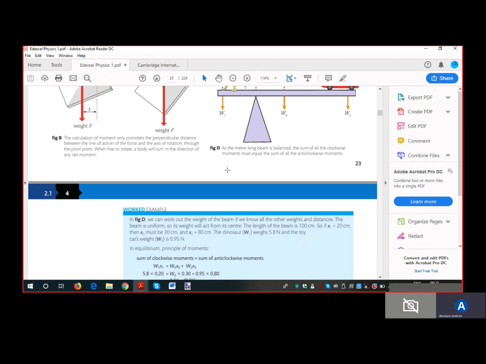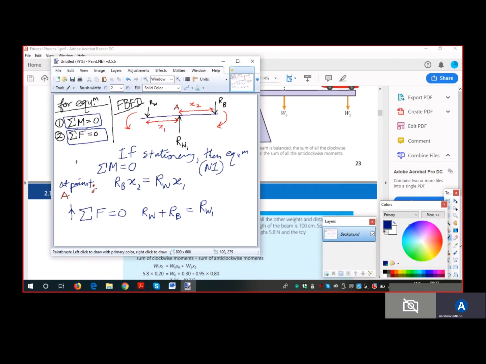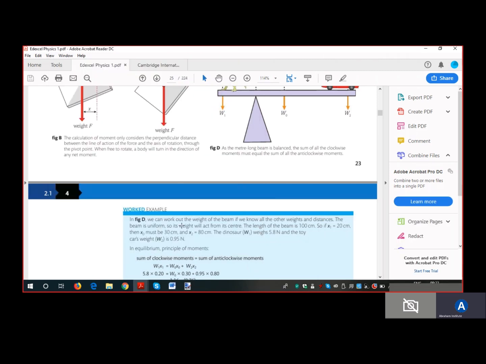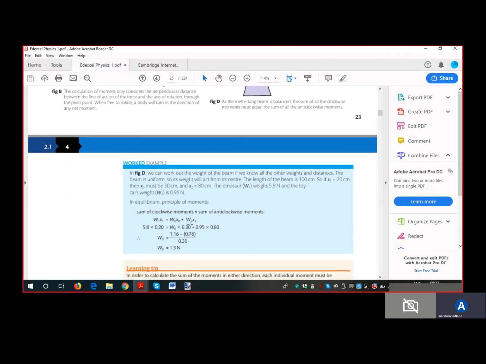We can say it should be in equilibrium. So if it is in equilibrium, the two conditions have to be met. The resultant moment should be zero, and the resultant force should be zero. So we can apply the principle of moments here, which states that the sum of clockwise moments about any point is equal to the sum of anti-clockwise moments about the same point. This is the principle of moments.